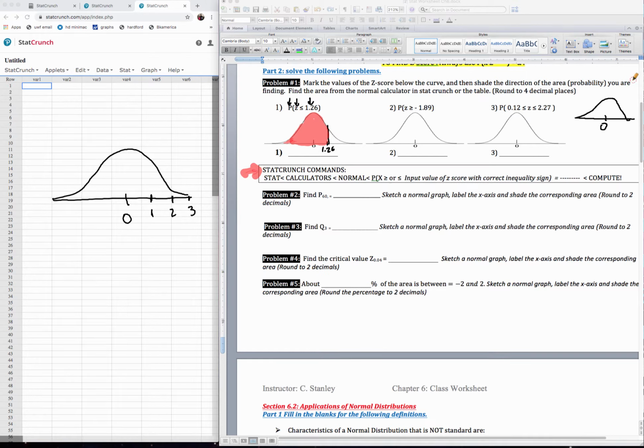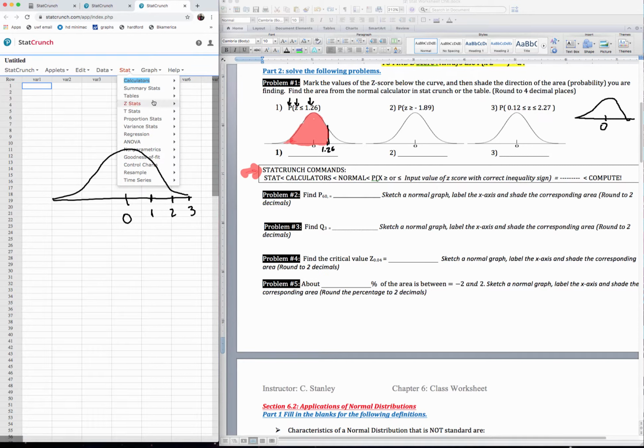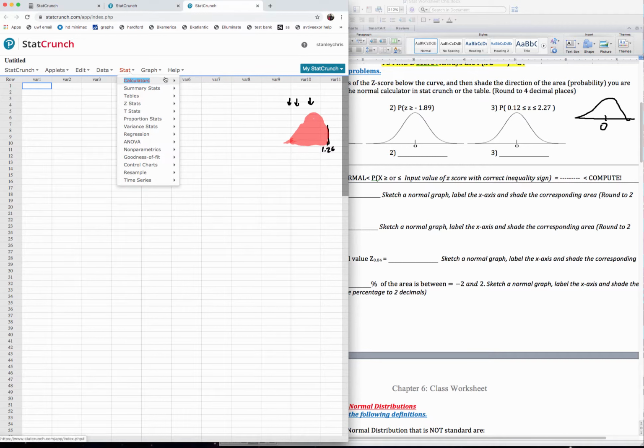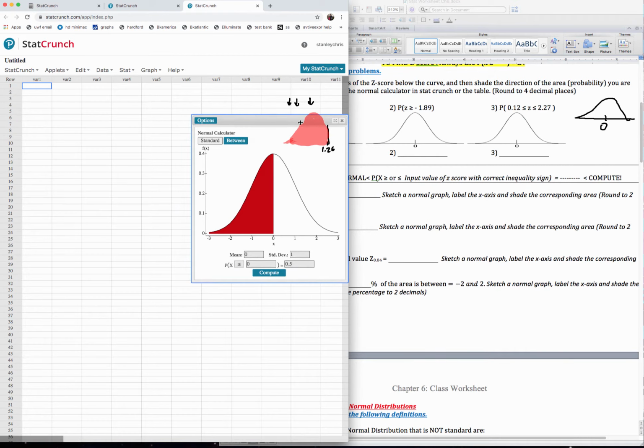Okay, so what we're going to do is we're going to go over to StatCrunch. And we're going to hit Stat. So I'm just following these things right here. Go down to Calculator. Now we want to hit Normal. I'm going to get rid of this mess. And then I'll move that thing back. I don't know where that thing went. Oh, I had to click on it. There we go.